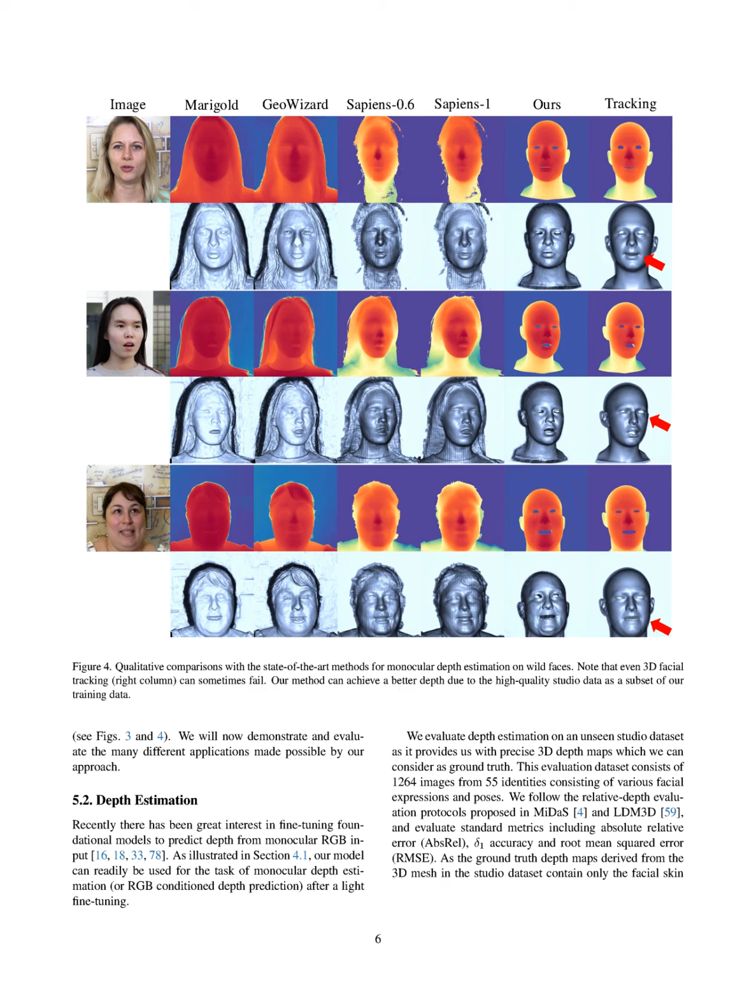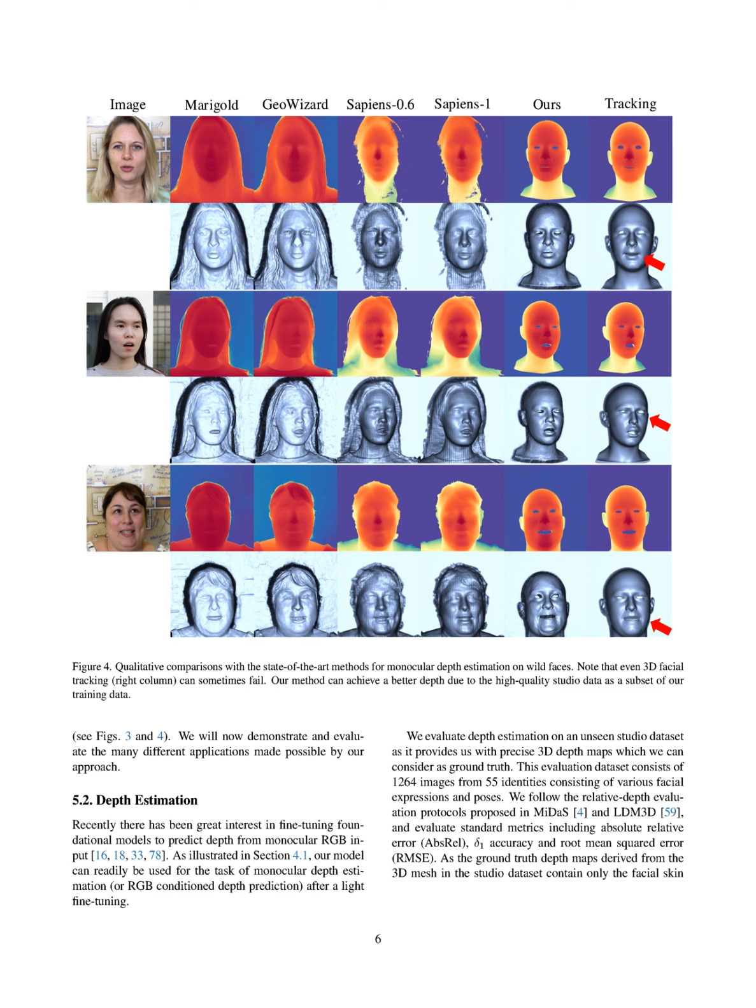In our experiments, we evaluated the performance of our model on monocular depth estimation using a dataset of 1264 images, achieving superior results compared to state-of-the-art monocular depth estimators like Marigold and Sapiens 1B. Specifically, our method outperformed these models in metrics such as absolute relative error, ABSREL, delta_1 accuracy, and root mean squared error, RMSE, demonstrating its capability to accurately capture facial shape and expression while minimizing artifacts.